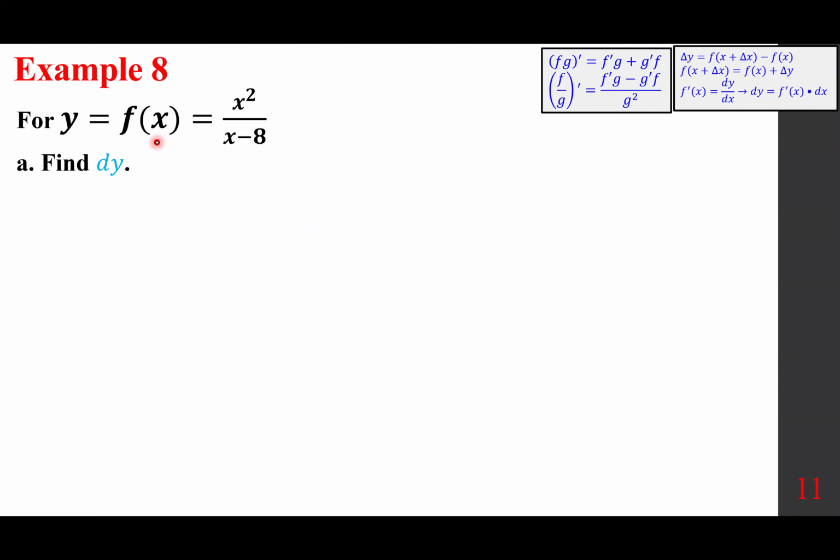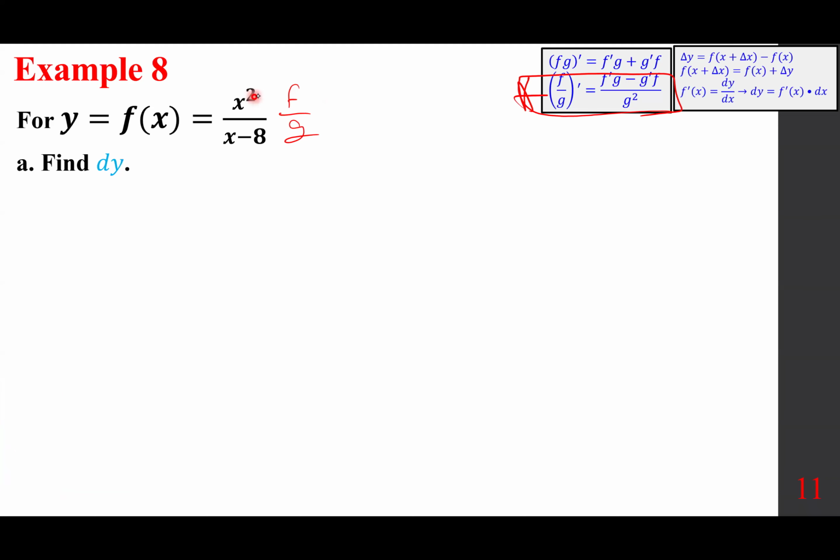y equals f of x equals x squared over x minus 8. We want to find dy. To find dy, completely ignore it and find f prime of x, or dy dx. And to do so, I'm going to write f over g and use the quotient rule. So f prime g minus g prime f over g squared.